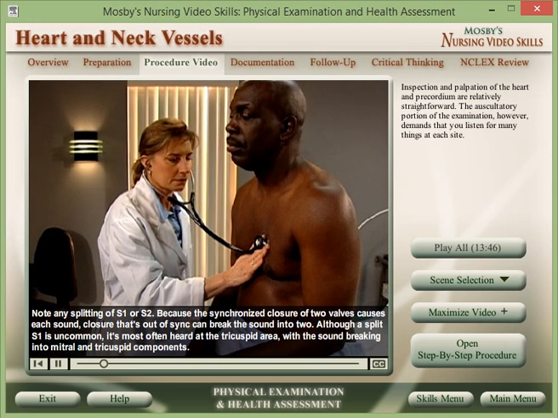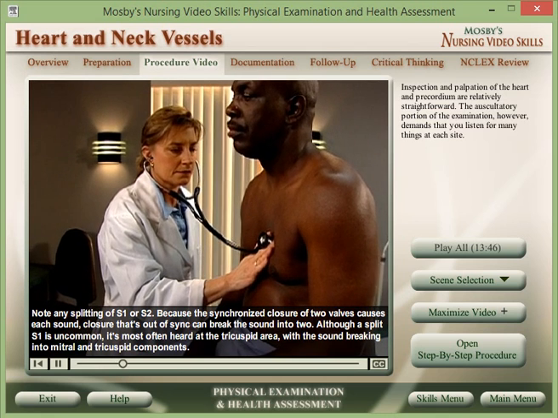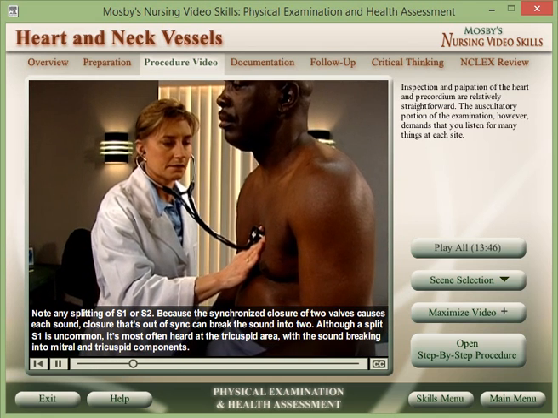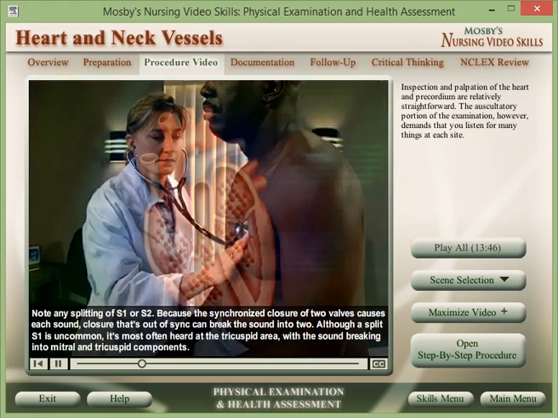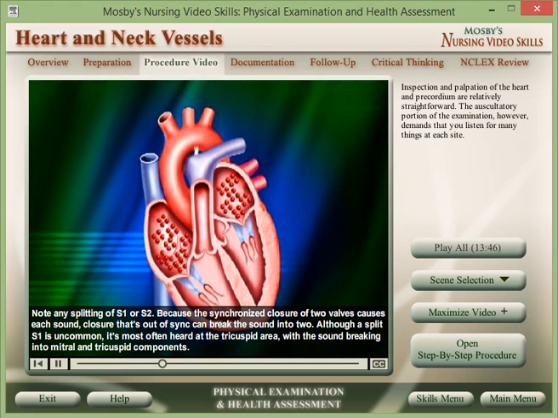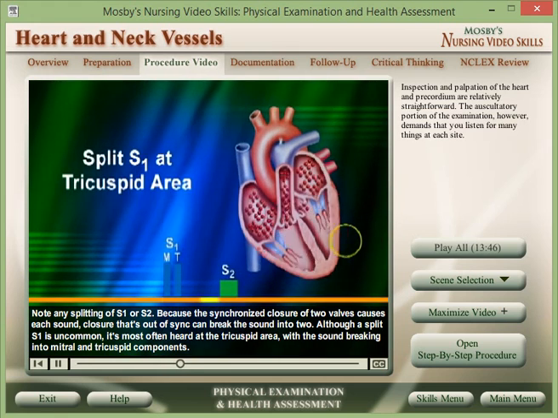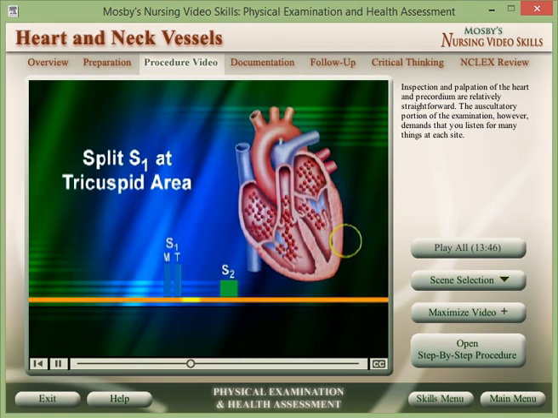Because the synchronized closure of two valves causes each sound, closure that's out of sync can break the sound into two. Although a split S1 is uncommon, it's most often heard at the tricuspid area, with the sound breaking into mitral and tricuspid components.